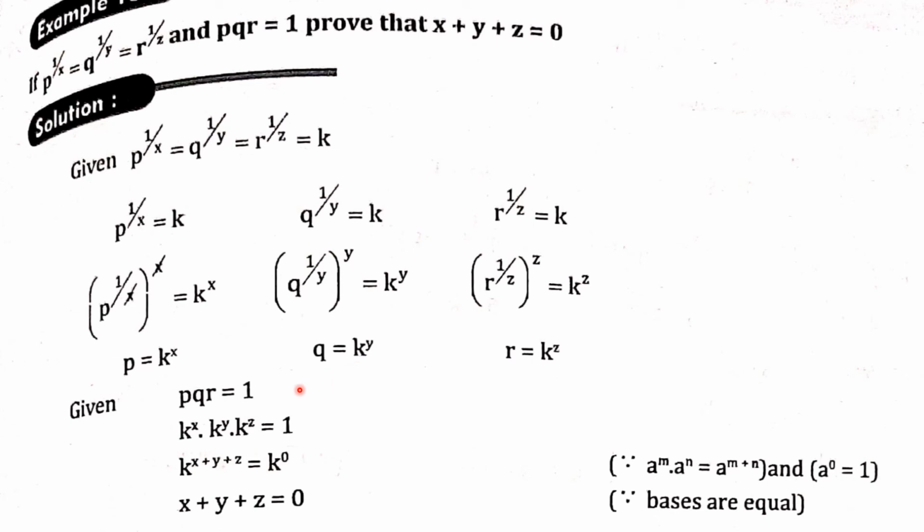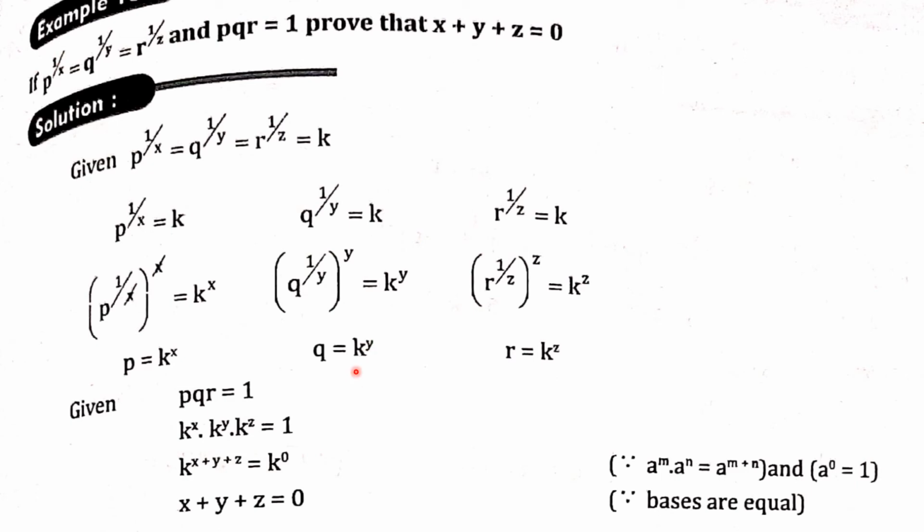So if pqr is 1, p has a value k^x, q has a value k^y, and r has a value k^z, and the product is equal to 1. So k is the base, so k to the power x plus y plus z is equal to 1, which is written as k to the power 0, because anything to the power of 0 will be 1. As the base is k, here also we have taken k to the power 0. So both bases are the same, only the powers have to be considered. x plus y plus z is equal to 0. So here you had to prove that x plus y plus z is 0, and hence proved the sum.